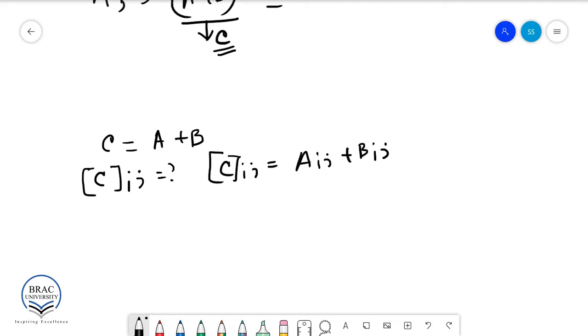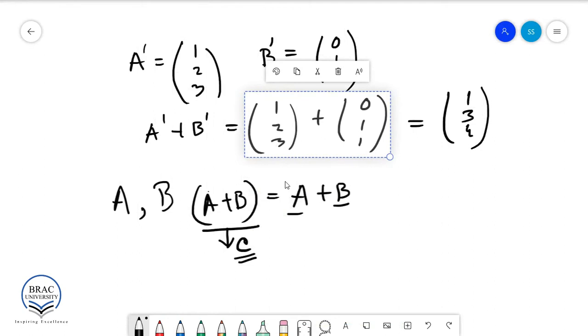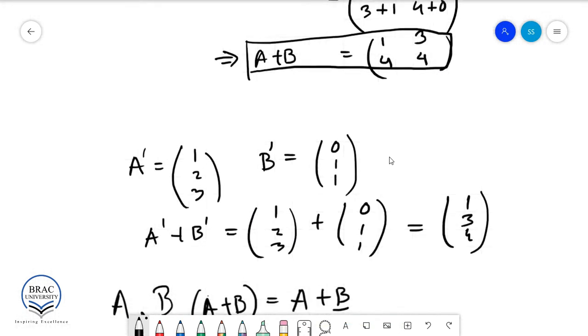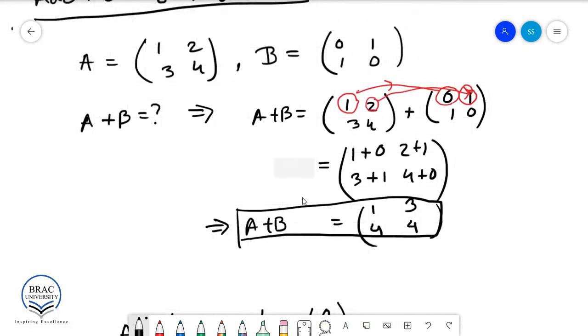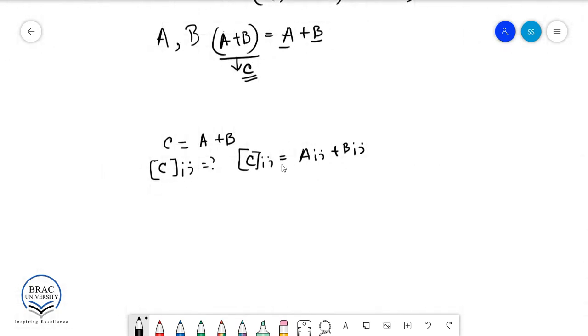That means you have to add the matrices component wise, or say element wise, whichever way you like. And the explicit examples that we saw here and here reflect this fact, that is this one.